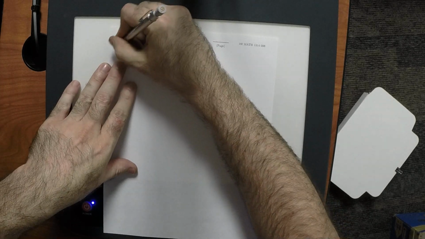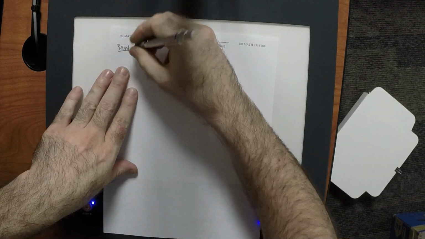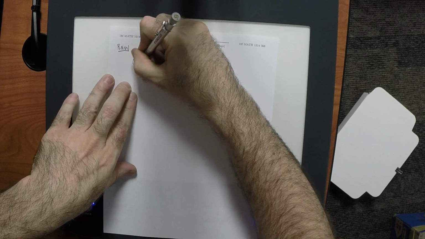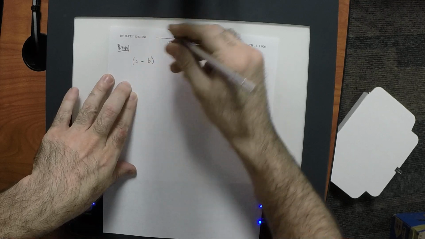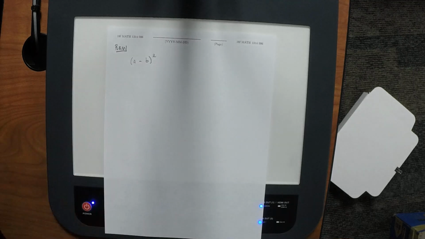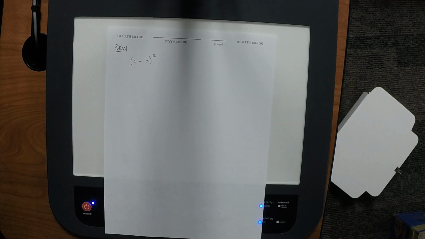Good. Next thing. What if we do almost the same thing, but instead of a plus b all squared, what if we make it a minus b, like that? Then how will it be different?